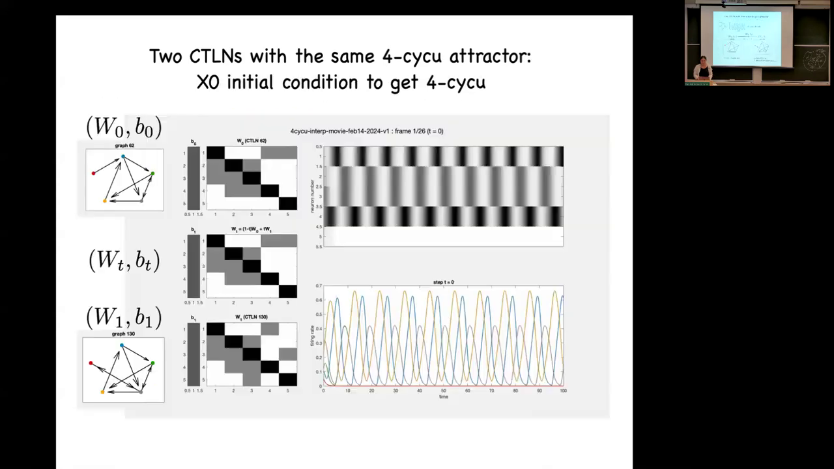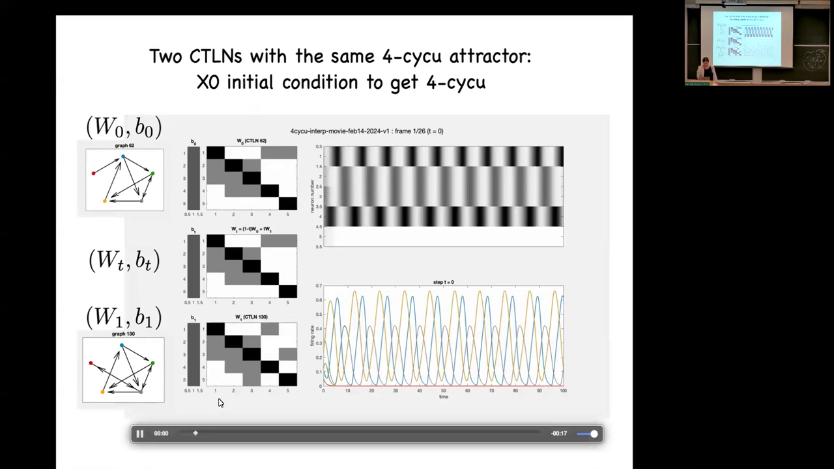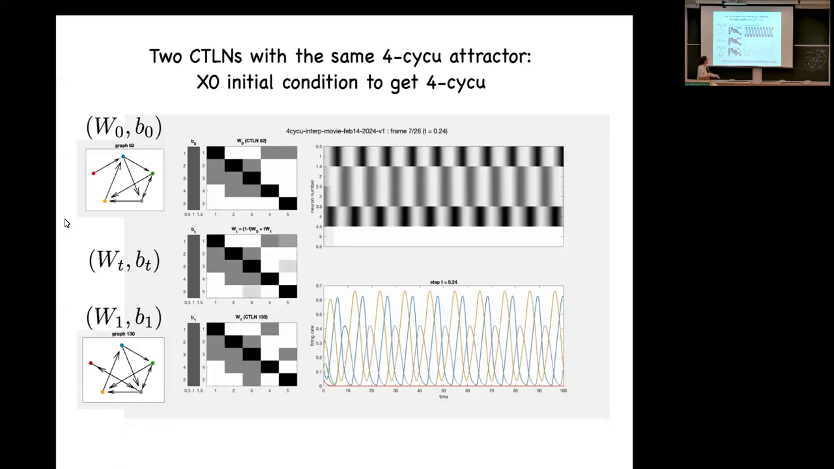Okay, so I think this is maybe another movie. It's a quick one just to show it for another attractor. It doesn't look like anything's happening, but you see the T changing.